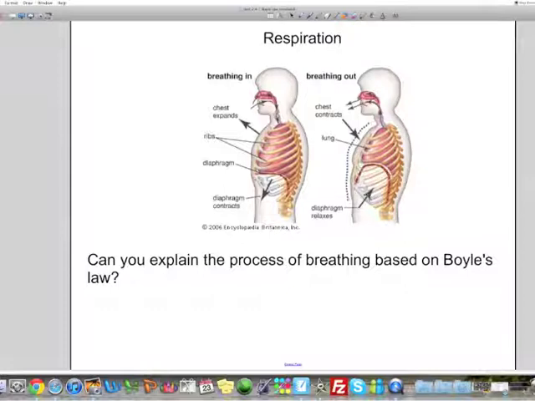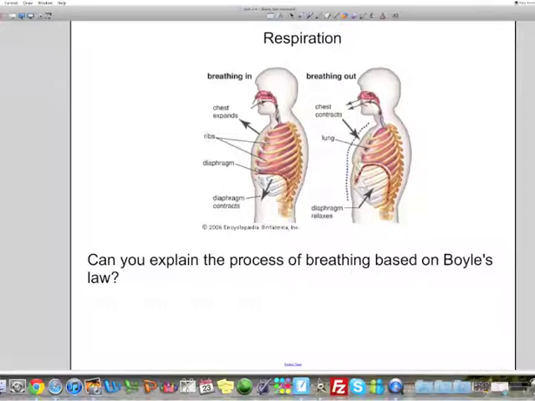Now, when you breathe out, you're lowering the volume of your rib cage, and therefore, the pressure is increasing inside of your lungs, pushing the air out. I'm sure that's what you answered because you're all a bunch of smarty pants.